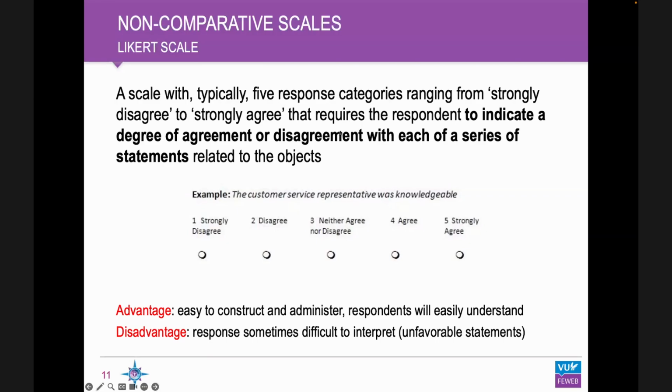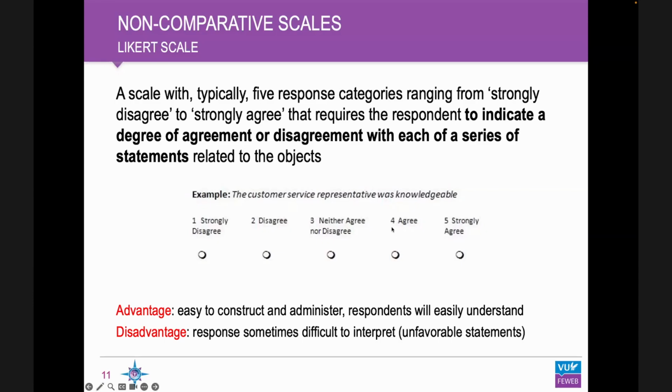The most commonly used itemized rating scale is the Likert scale. For instance, in this case, the statement says the customer service representative was knowledgeable. So this is a statement. In a Likert scale, you give a statement and you ask the respondents if they agree or disagree with this, and how much they agree or disagree with this statement. In this case, we have a five-item scale, so you can choose from strongly disagree to strongly agree.